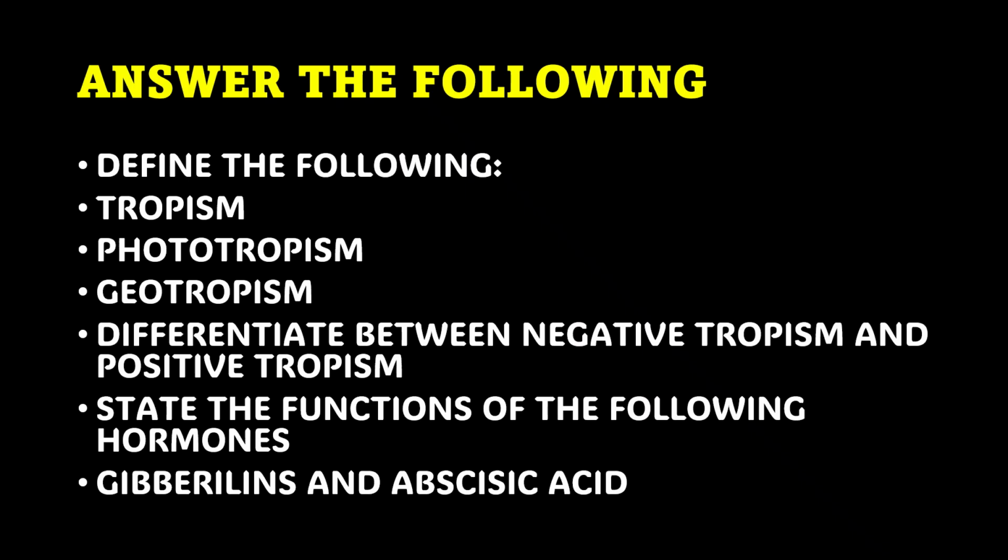All right, so to end it all, answer the following questions. These are things we've done so far. Define tropism, phototropism, geotropism. Differentiate between negative tropism and positive tropism. State the functions of the following hormones: gibberellins and abscisic acid. So you can pause the video on your screen, and then answer the questions.